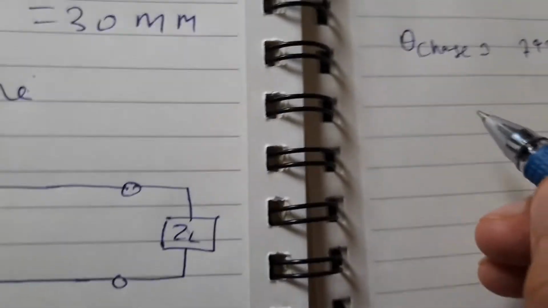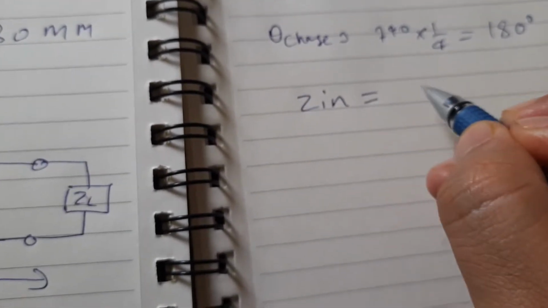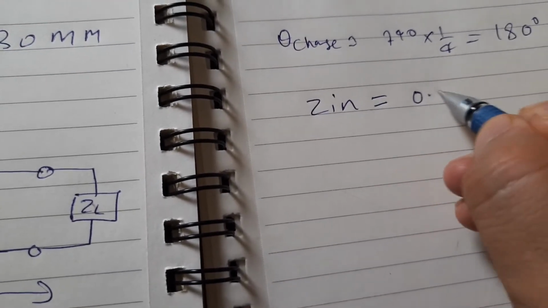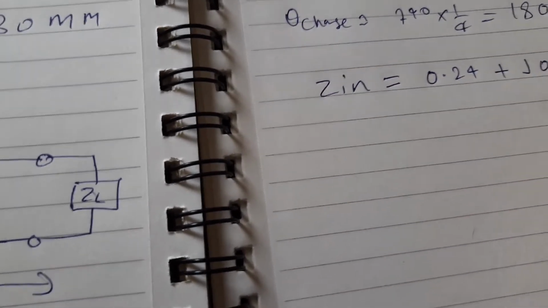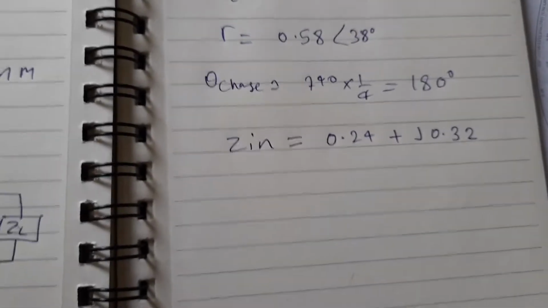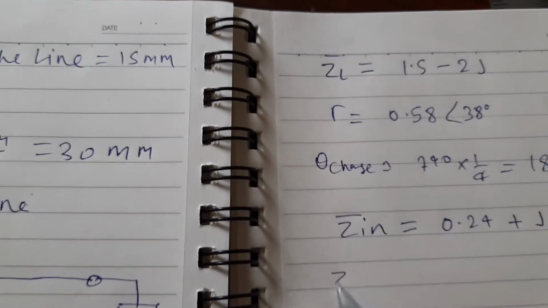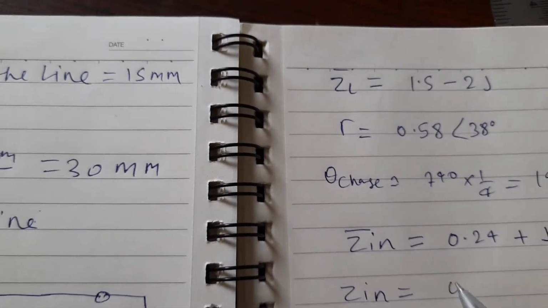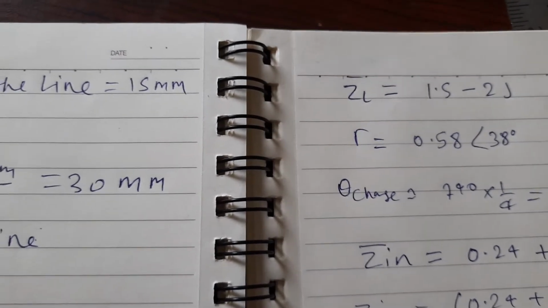So I'll write z in is equal to 0.24 plus j 0.32. Why am I writing a plus? Because it is above the horizontal line, and this will be z in bar, so z in will be 0.24 plus j 0.32 multiplied by 50.